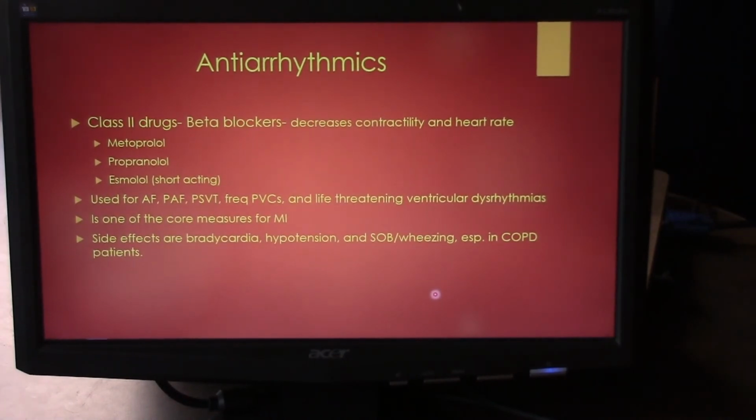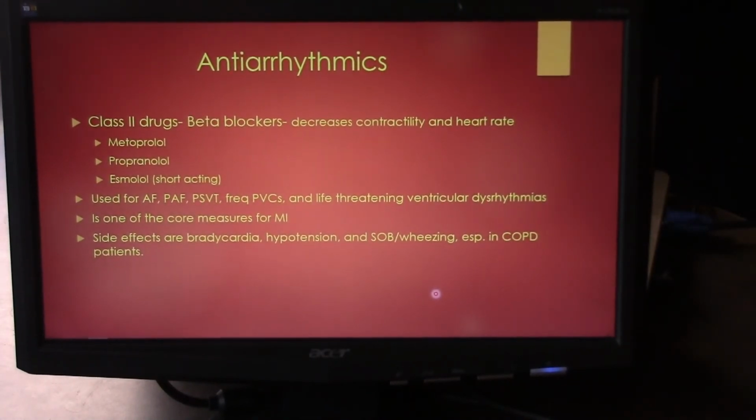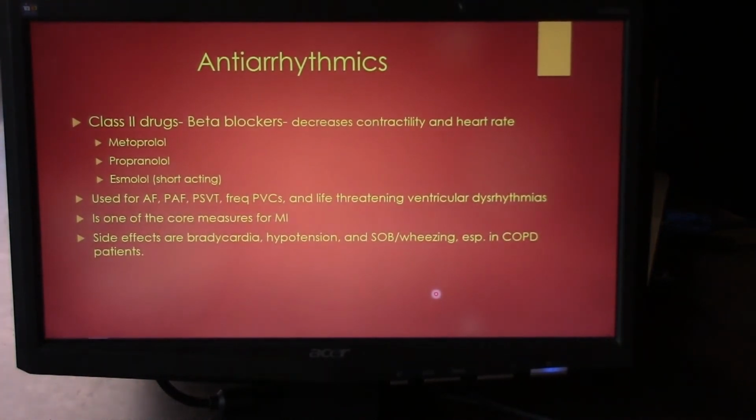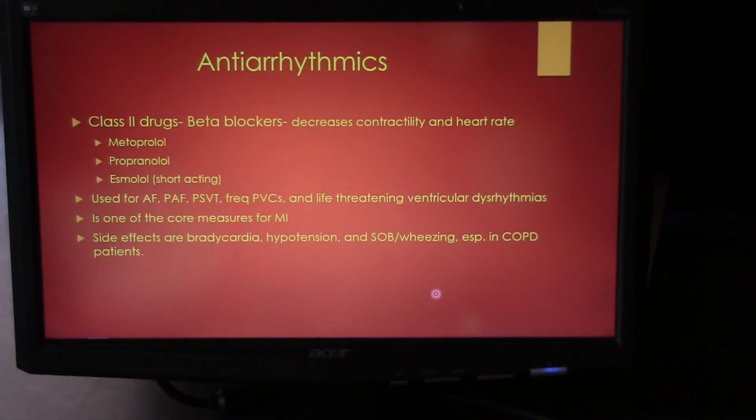Class 2 drugs are beta blockers. So class 1, A, B, and C affect electrolyte movement. Class 2 are the beta blockers. They decrease contractility and automaticity, so they decrease heart rate and contractility. Metoprolol, propranolol, and esmolol, that's the short-acting beta blocker. It's used for AFib to control the rate, PSVT, frequent PVCs, and life-threatening ventricular dysrhythmias.